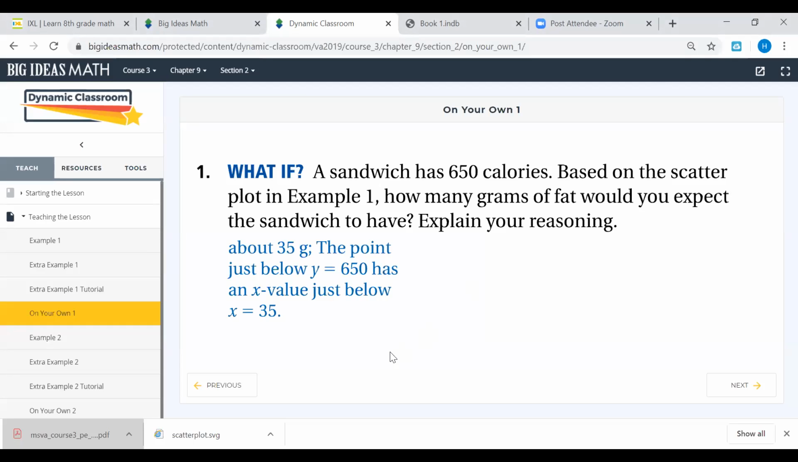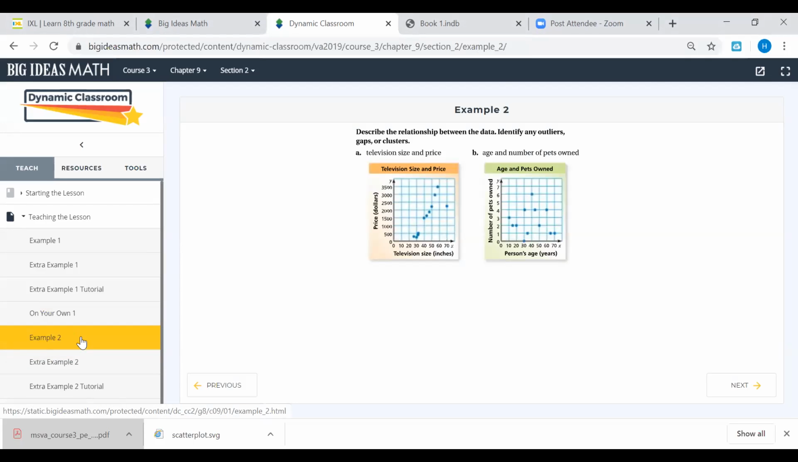So again, I'm not requiring you to write this down. Again, it's just to introduce to you scatter plots, and you'll be practicing here in a moment on IXL. Let's take a look at example 2. And example 2 is actually, again, on page 345. So let me show you the book view of that.